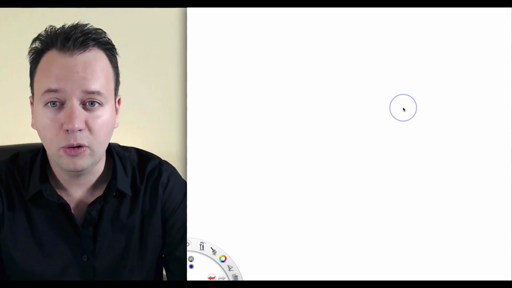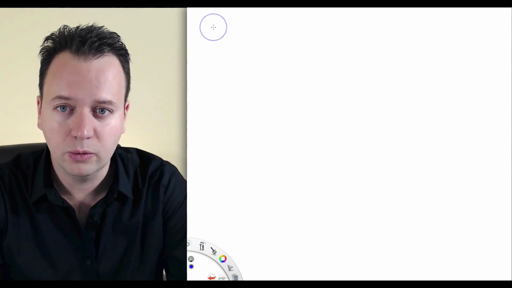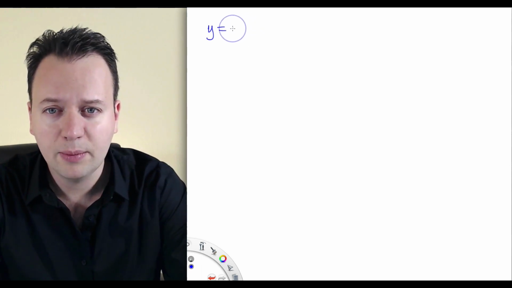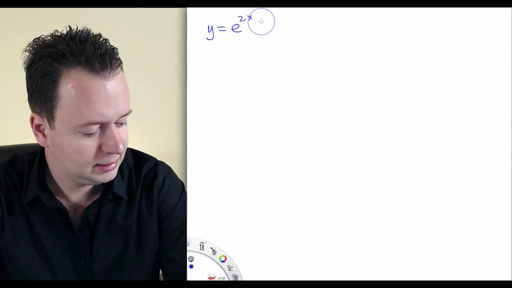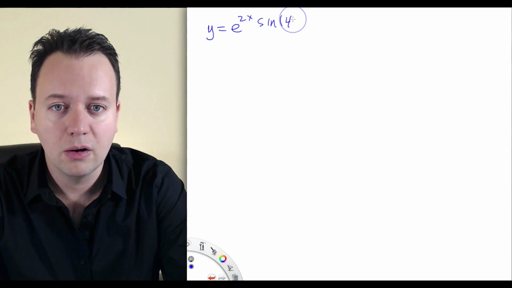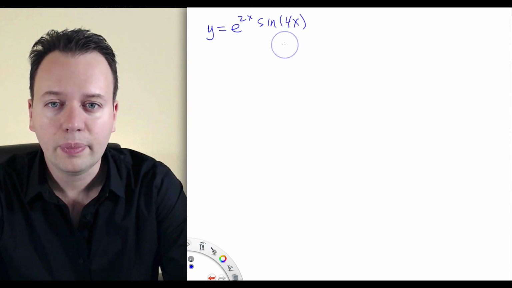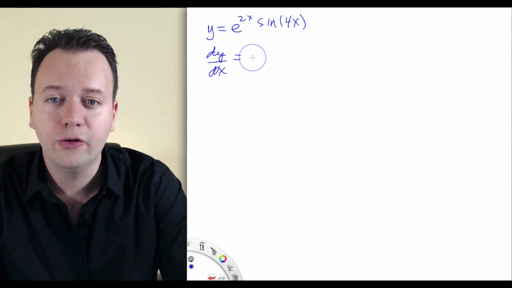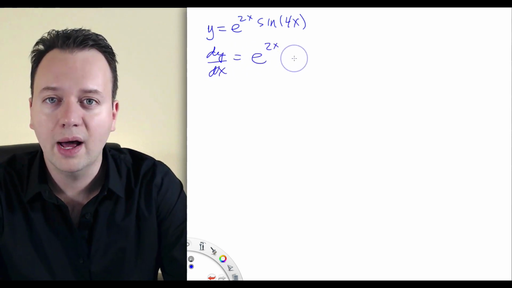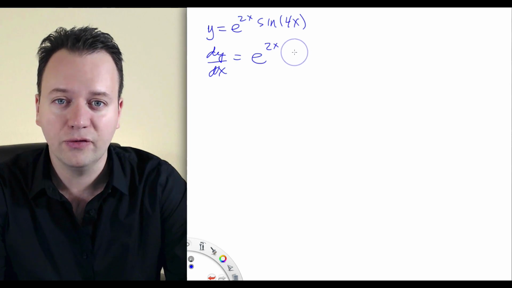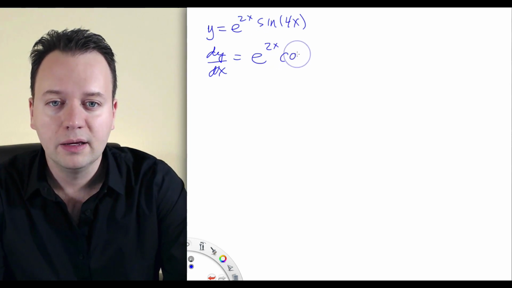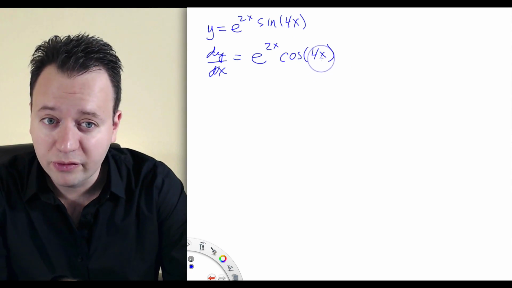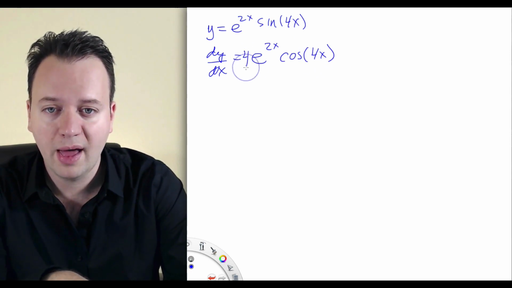Our next example is an example that will use the product rule. So we'll alternate back and forth product and quotient. So this example is e to the 2x times the sine of 4x. Okay, so the product rule says that dy dx is going to equal the first function, e to the 2x, times the derivative of the second function. So the derivative of sine is cosine. And then we have to multiply by the derivative of the inside, which is 4. So I'm going to put that right out there.